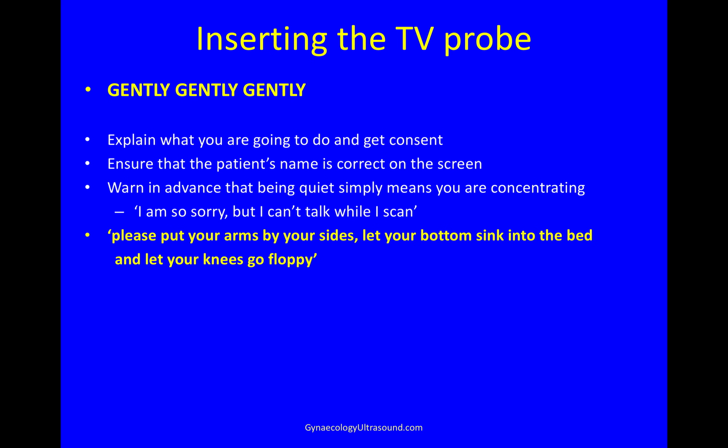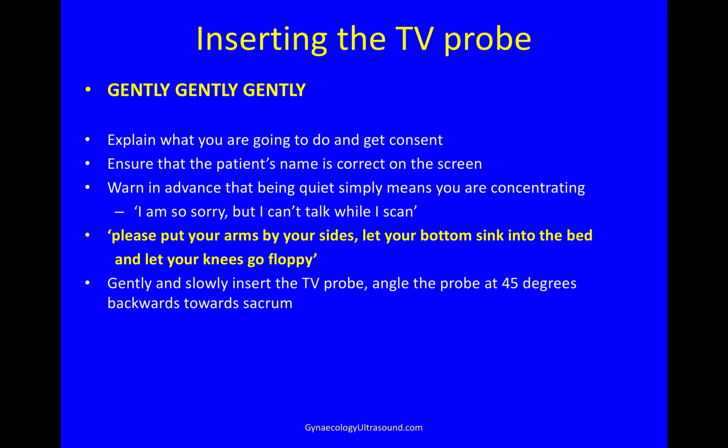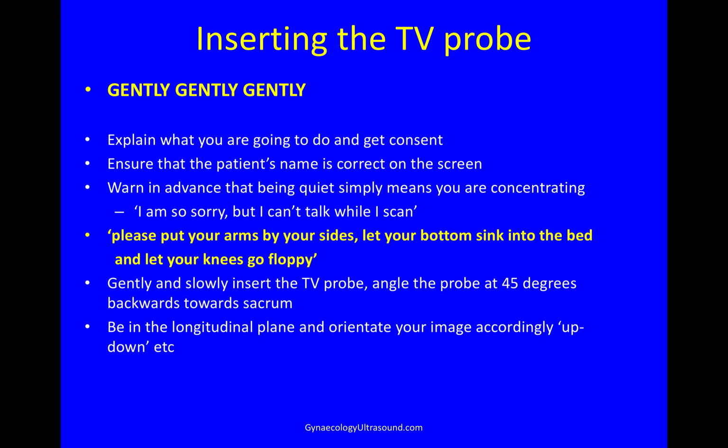The next instruction I give is, please put your arms by your sides, let your bottom sink into the bed, and let your knees go floppy. And this works every time. And then you can gently and slowly insert the transvaginal probe. You angle it at about 45 degrees backwards toward the sacrum, following the line of the vagina. Now you'll be in the longitudinal plane, so you have your marker on the top side of the probe, and you orientate your image accordingly.